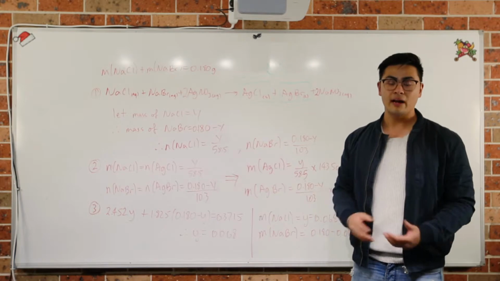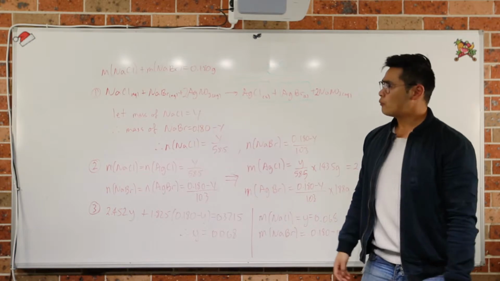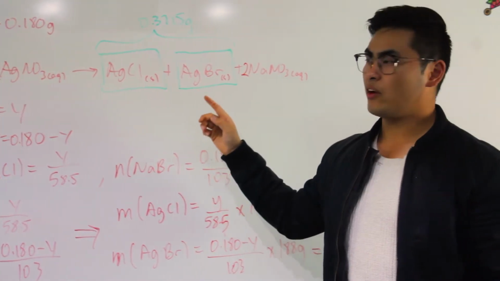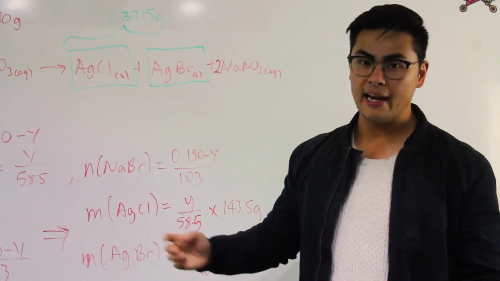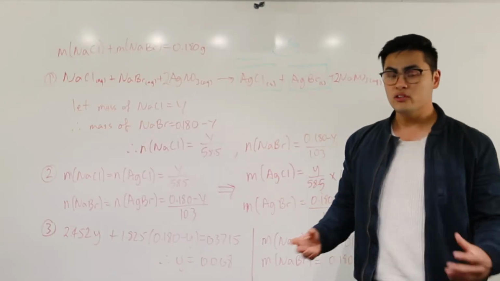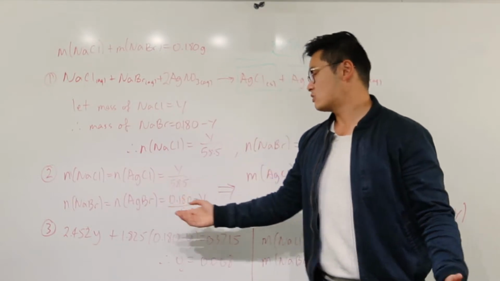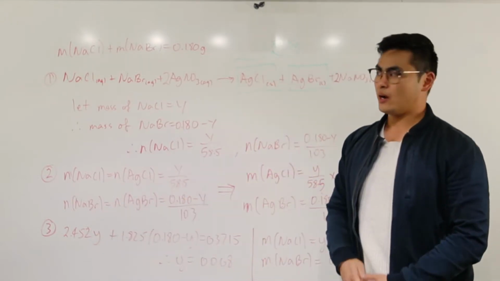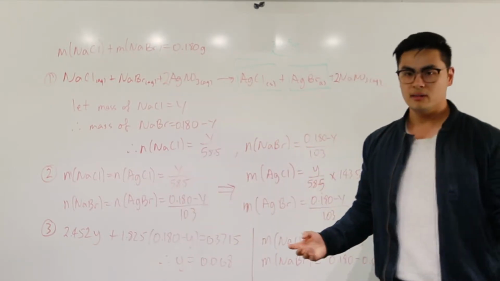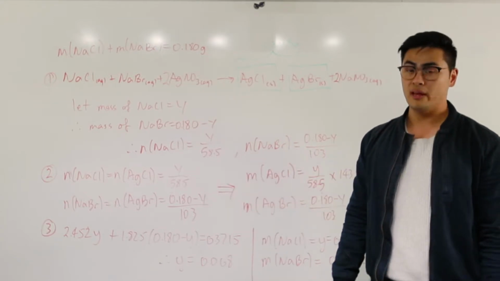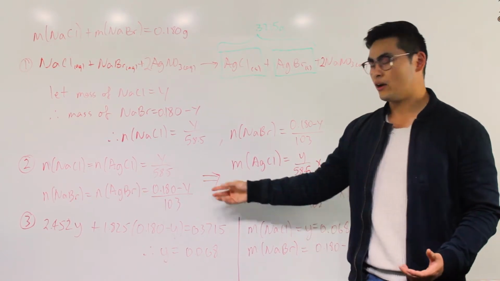The next step is figuring out the stoichiometry. Since we've already written up this chemical equation, we find that there is a 1-to-1 ratio between both NaCl and AgCl, as well as NaBr and AgBr. What this means is that the moles of NaCl is equivalent to AgCl, and it's the same for NaBr and AgBr. Plugging in the moles that we found, the moles of AgCl equal Y over 58.5, and the moles of AgBr equal (0.18 minus Y) over 103.